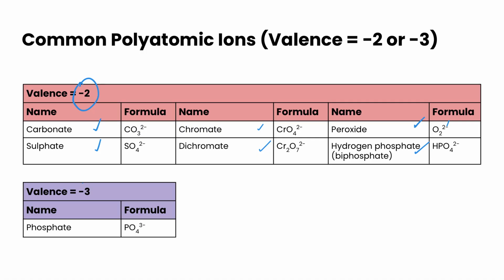And then finally, the only one that I'm going to focus on with a valence of -3 is the phosphate polyatomic ion. Like I said, I have a reference sheet in the description below if you want to get that, or you can jot those down for your notes. Sometimes you might have to memorize them, sometimes you'll be given the formulas, so it depends on your situation.